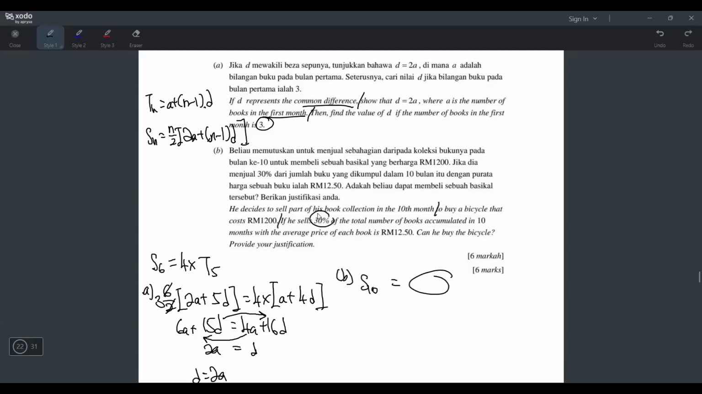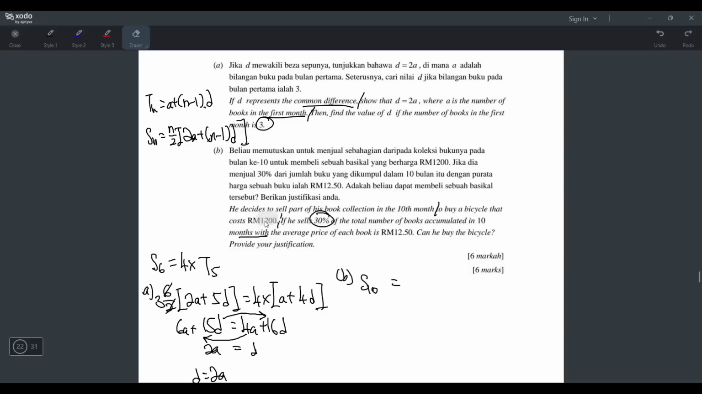If he sells 30% of the total number of books accumulated in 10 months with the average price of each book 12 ringgit 50 cent, can he buy the bicycle? Provide your justification. Let me tell you my plan now. They even say here total number of books accumulated in 10 months. So my plan is to find S10, the total number of books accumulated in 10 months first, and then times 30%. After that, I know how many books he sells. Afterwards, I can times with the price of each book and see whether I get more than 1,200 or less than 1,200.